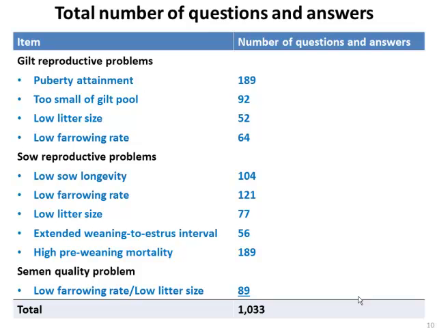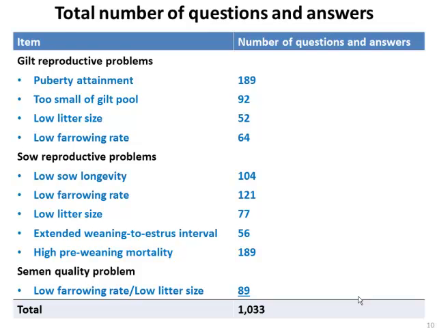So there's about 104 questions there. Then, of course, sows are going to have a low farrowing rate. That's 121. They're going to have a low litter size. They're extended weaning to service animal. They wean them, they don't want to cycle. Why? And then the other big one is pre-weaning death loss.